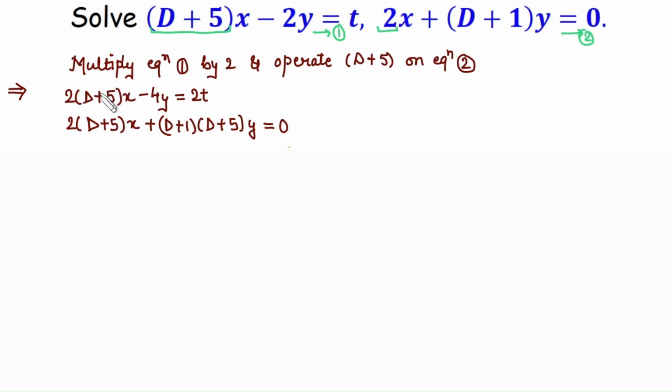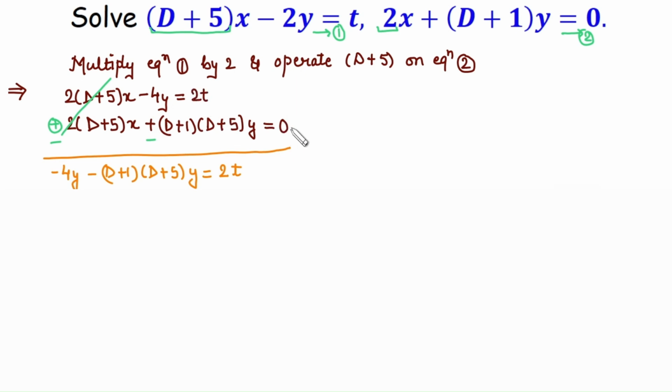Now the coefficient of x is the same. Now subtract them, so we need to change these signs. After changing these signs, the coefficient of x is the same. Here it is positive, here it is negative. So subtract them, it results in 0. And we have minus 4y minus this term is equal to 2t minus 0. In the next step, take this negative sign to the right hand side, which results in this differential equation.